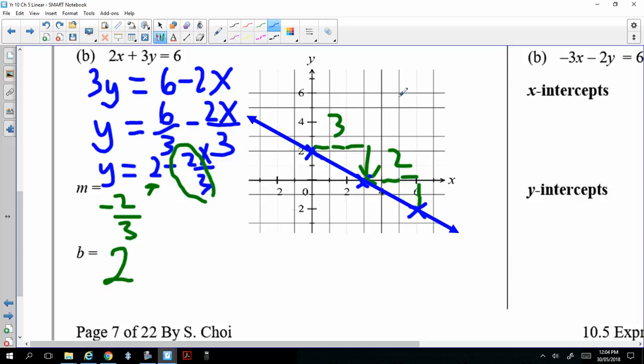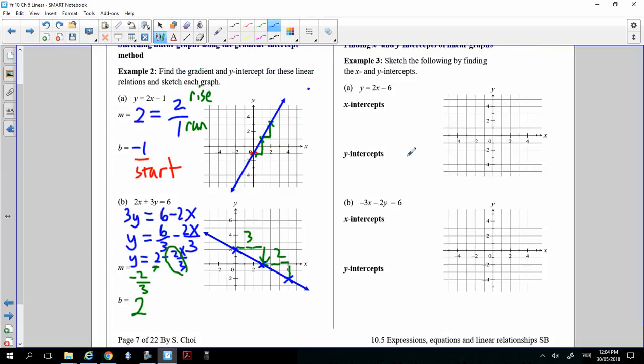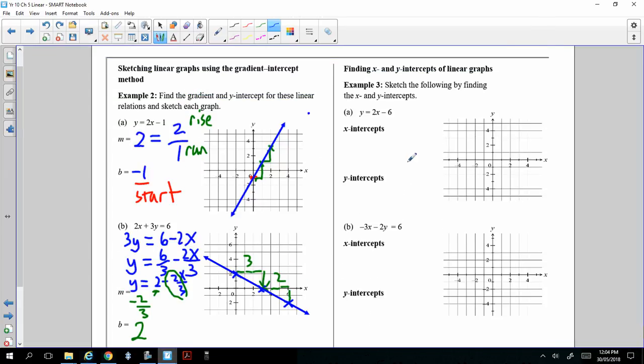We're going to draw the graphs again, a different graph, but using a different method. So that's using gradient and y-intercept. Another method is to find the x and y-intercept. That could be quicker. So how do we find the x and y-intercept?